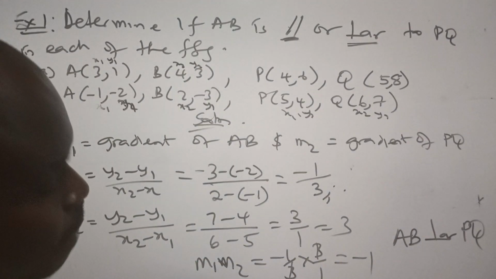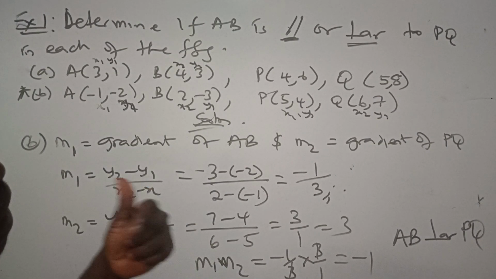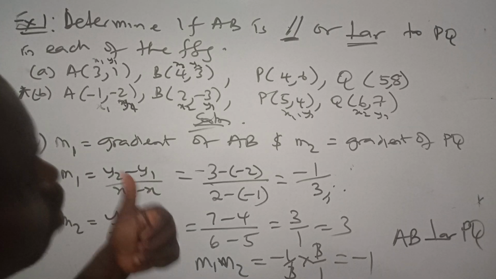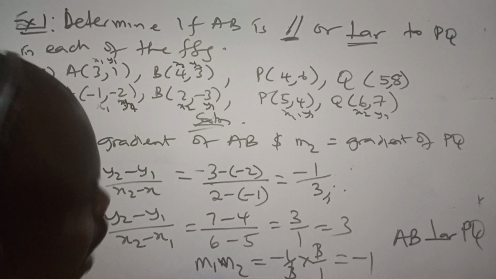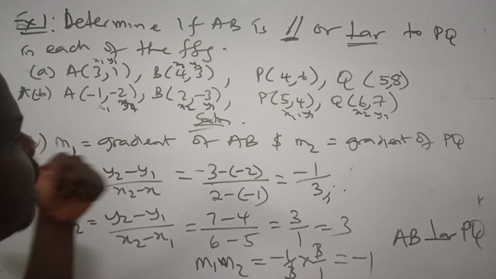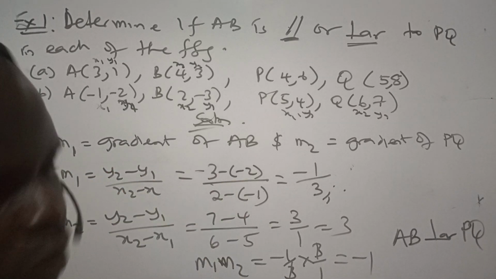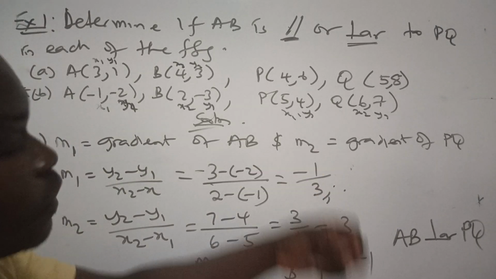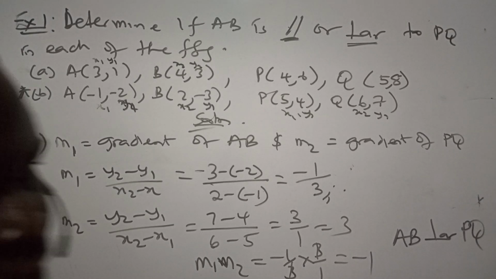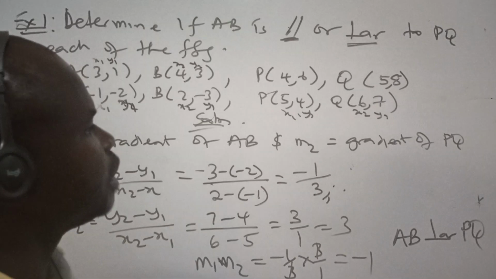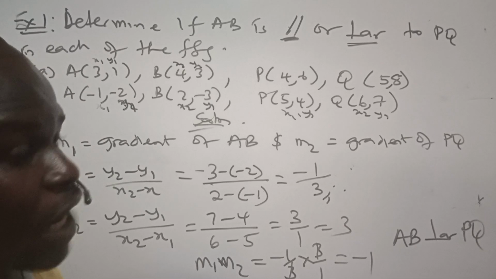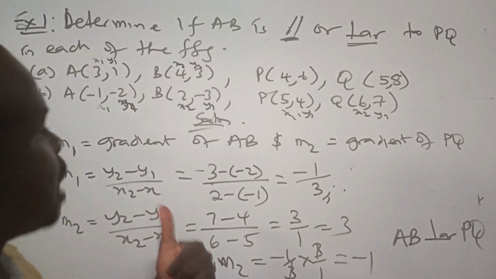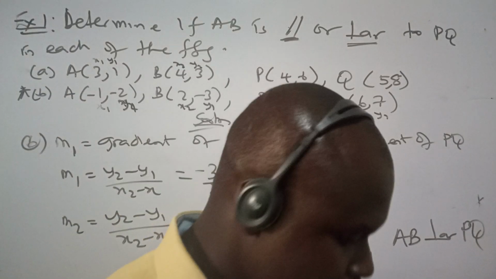Because under the condition for perpendicularity, the product of the two gradients must be equal to minus 1 when the two lines are perpendicular. But when the two lines are parallel, they have the same gradient. Their gradients are equal. So this is how to find the angle between two lines. If you want to know the angle between two lines, it depends on the nature of the two lines. The two lines could be either parallel or perpendicular. If the two lines are perpendicular, the product of their gradients will be equal to minus 1. But if the two lines are parallel, they have the same gradients.